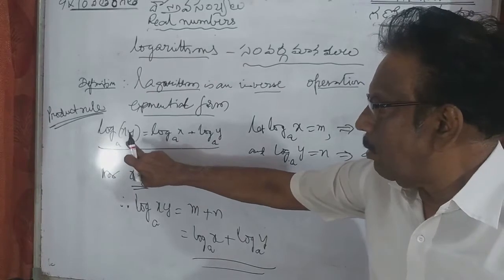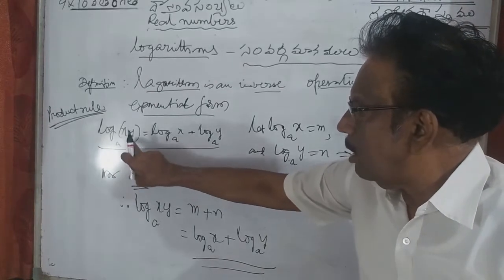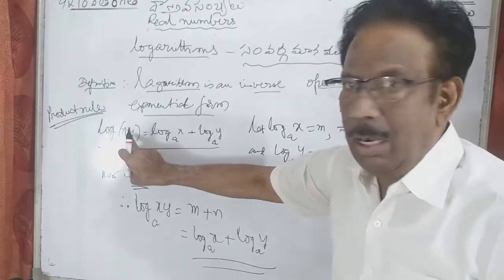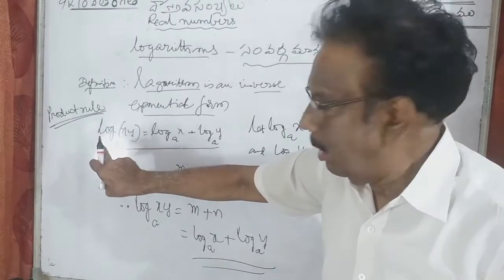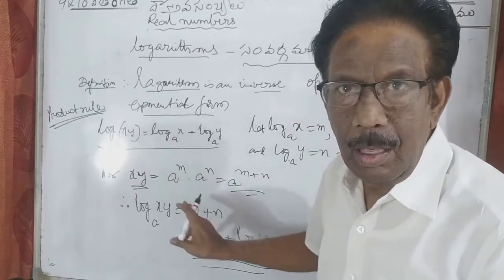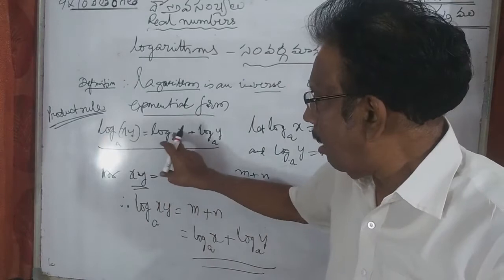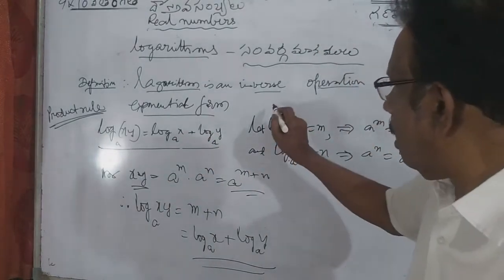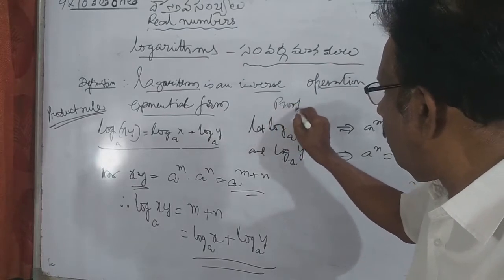Again I am telling you the product rule. Log xy to base a, logarithm of xy to base a. xy is in product form, x into y. The logarithm of this number to the same base, how is the answer? It is log x to base a plus log y to base a. Now look here, the proof.